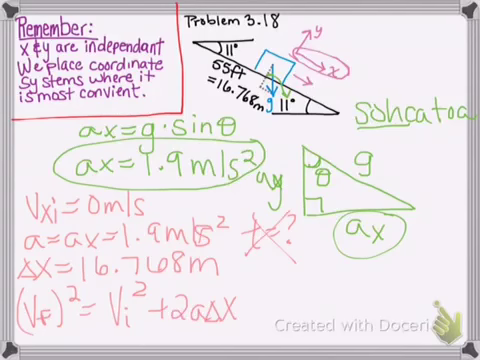Right? Well, our initial velocity is 0. So that tells us that this term can go away. And we're not looking for VF squared, we're looking for VF. So if we take the square root of both sides, we do get the fact that VF is equal to the square root of 2A delta x.